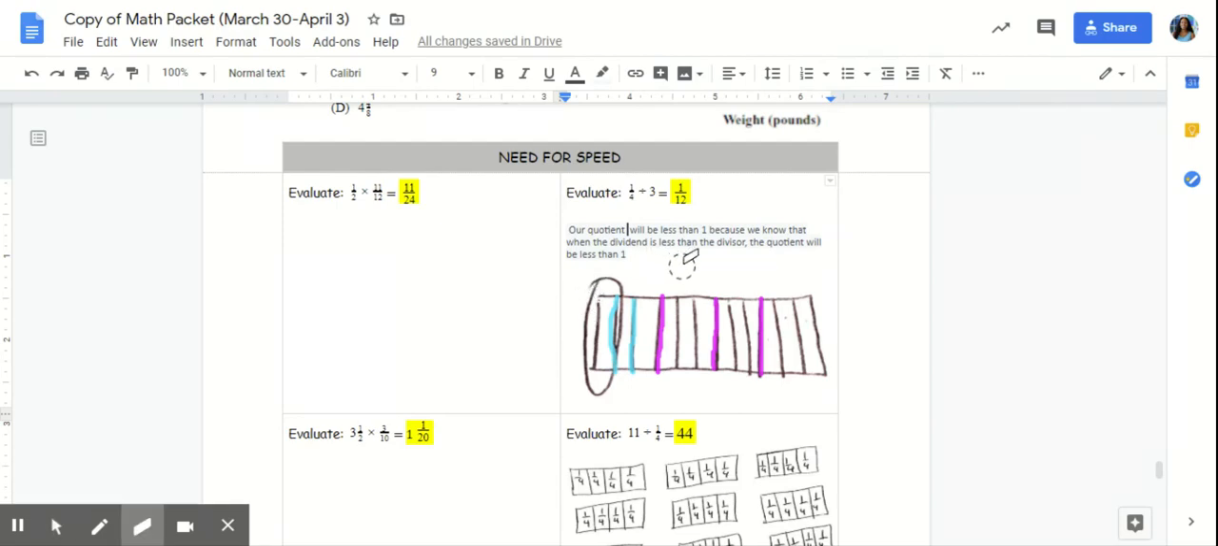let's say that you had 3 cousins and they were splitting 1/4 of a cake. You would split that cake into thirds. How much of that cake, of that whole cake, would each cousin get? Right, each cousin would get one piece of that third. So of the whole cake, that cousin would get 1/12 of the cake. We also know that our quotient will be less than 1 because when the dividend is less than the divisor, the quotient will be less than 1.